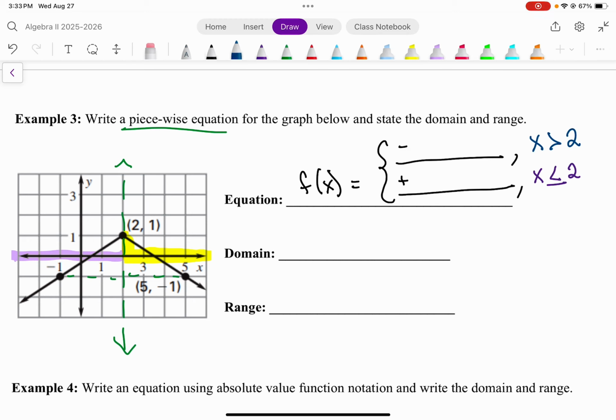So to write our equation, we need to find our a value, or the slope. So we're starting with the negative one, which was on the right side. This one goes down 2 and right 3. So we have a slope of -2/3.